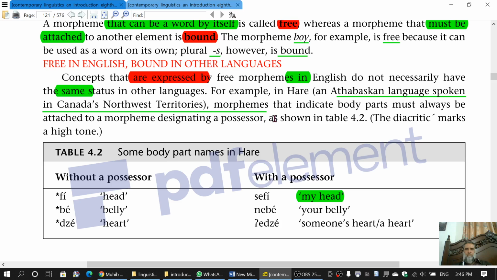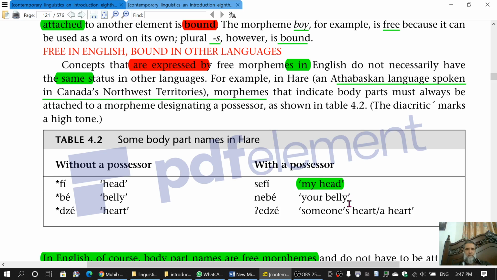And the body parts in that language, which is called Hare language, are not actually free morphemes, which in English, of course, are free morphemes. Hat, for example, is a free morpheme. If you take my hat, these are two separate morphemes, both of them free morphemes because they can stand as words on their own.